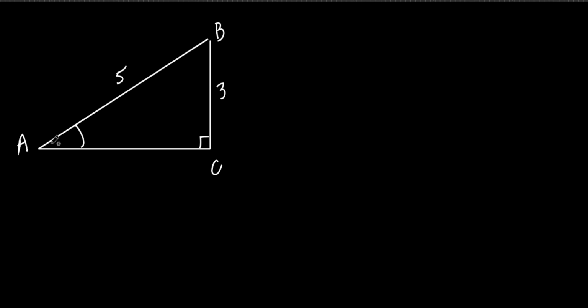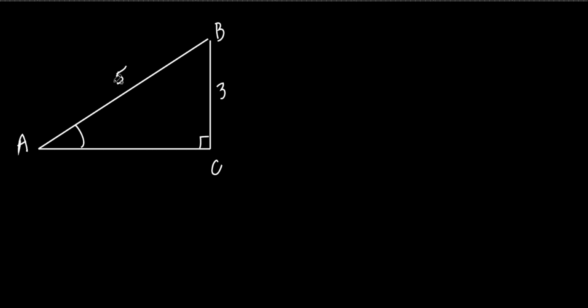Now, what I want you to do is to look at the two sides that they give us and figure out which trig function we are going to use with the two sides that they give us. So what is the 3 to the A? It's opposite. What is the 5? It's hypotenuse. So say it. We're going to use the sine.